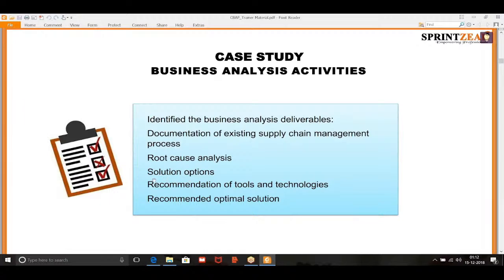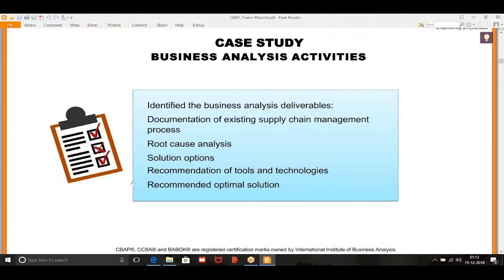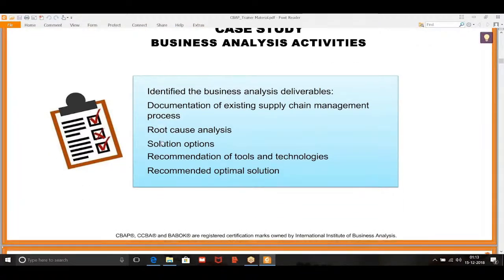So it is saying solution options, right? There is not one solution, there are multiple solutions. And out of that, you need to find the optimal solution. Again, there could be some criteria that can go into choosing the optimal solution, right?